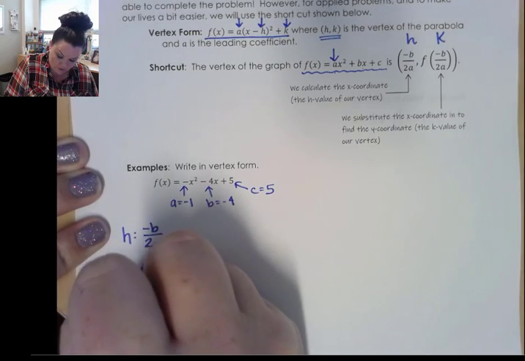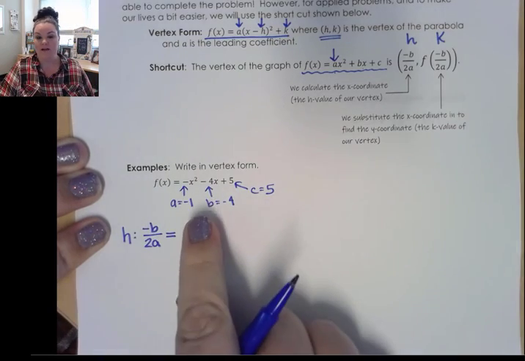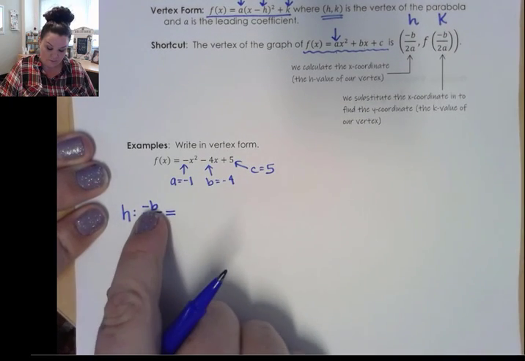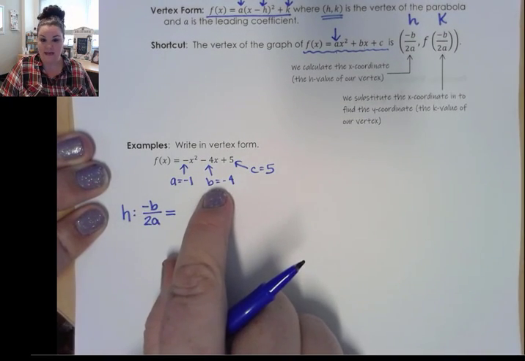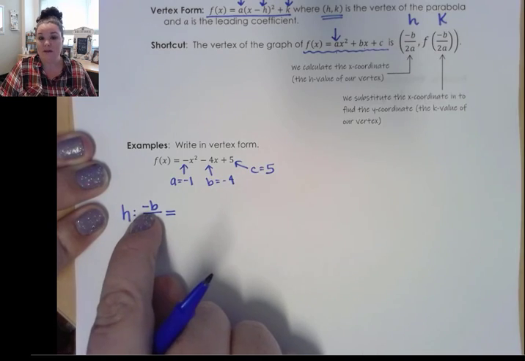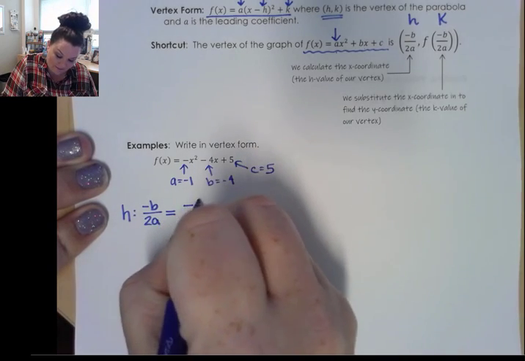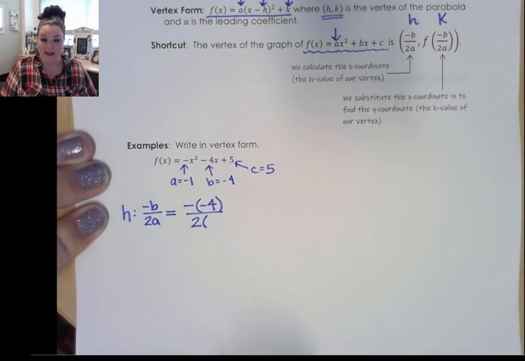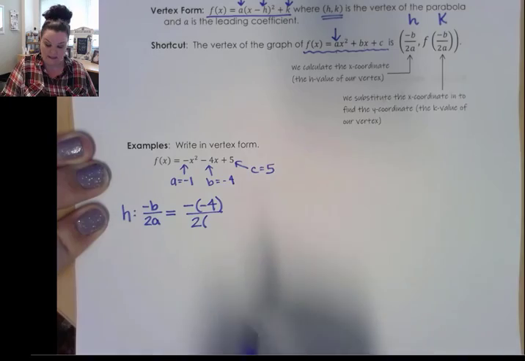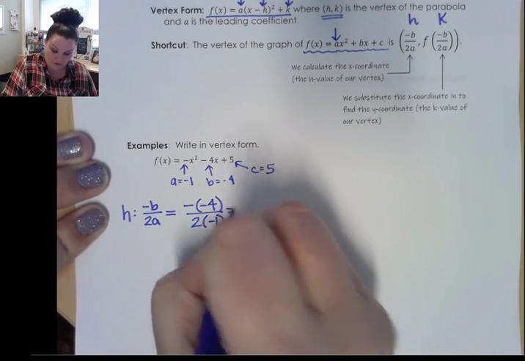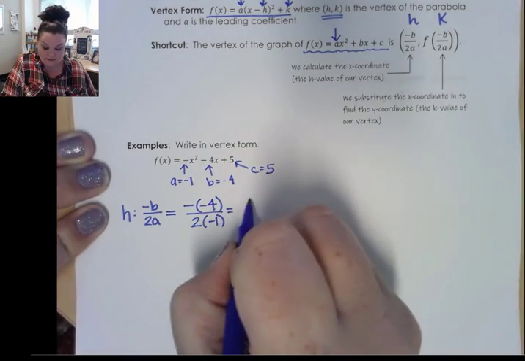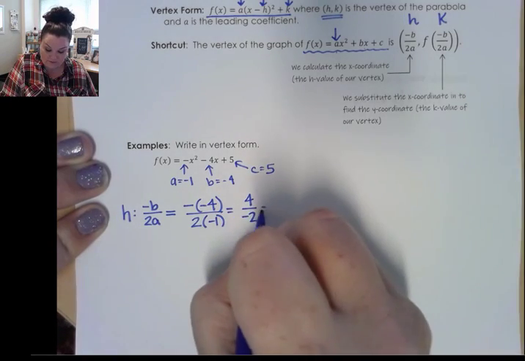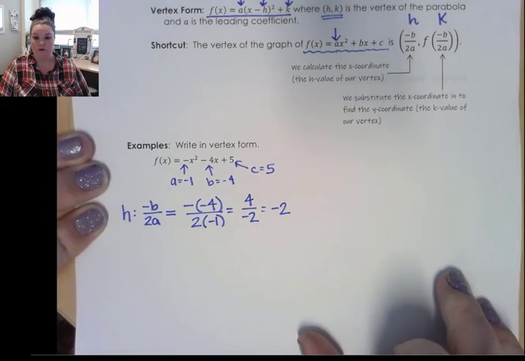Negative b over 2 times a. So I'm going to plug in my values from this specific function. Okay, so b in my case is a negative 4, and this says to do negative b. So in other words, the opposite of negative 4 divided by 2 times my a value, which in this case is negative 1. 2 negatives on top make it a positive 4 over a negative 2. And then that just simplifies down to negative 2, right?